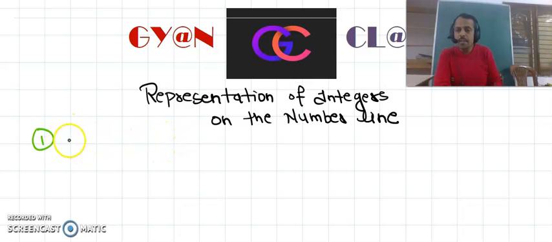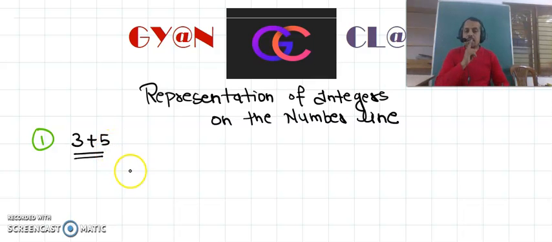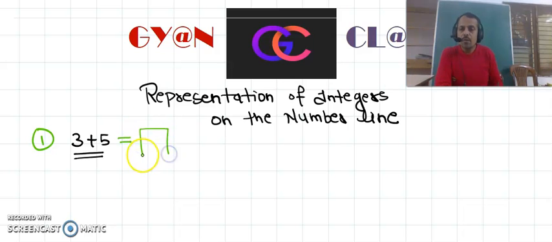And the example is 3 plus 5. Now we have to represent this particular 3 plus 5. As you can see, both the integers are positive. I have discussed in the previous section of my videos that if we add two positive integers, we always get a positive integer. So the answer will be how much? Plus 8. Now how can we represent that on the number line?